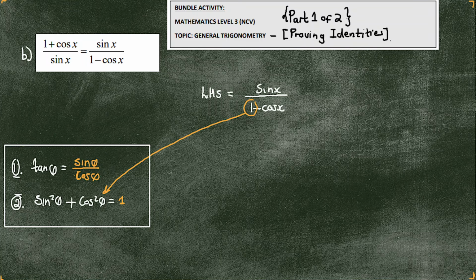Because the rule of thumb is you can only change this 1 if it's next to a cos squared, or a sine squared, like this, whether there's a plus or a minus. Use that rule of thumb, okay? But you can see that the 1 is now next to a cos x, which is not squared. So leave it like that.